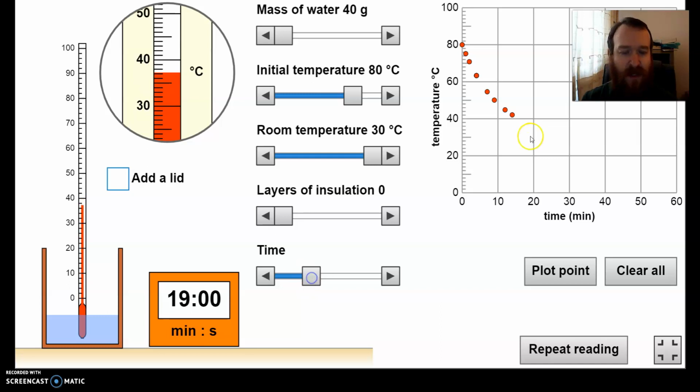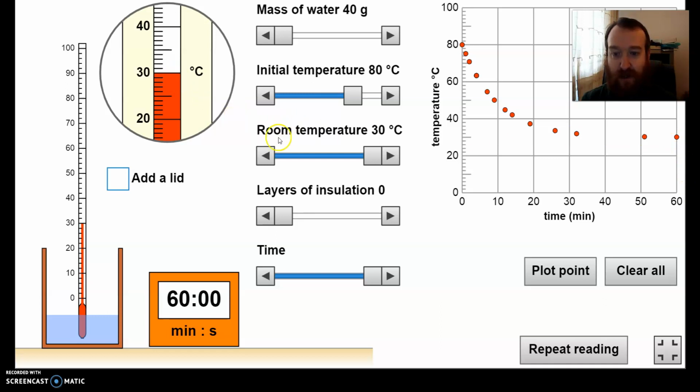And look, what seems to be happening? Where does this temperature seem to be going to? What won't the temperature drop below in this experiment? We've got more points: 32 minutes, 51 minutes, 60 minutes is the maximum. And what's that final temperature? It's at 30 degrees, our room temperature.